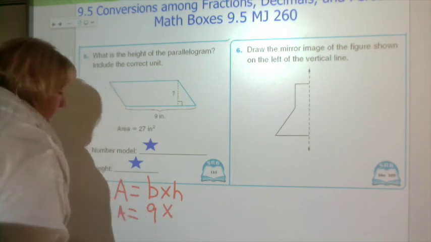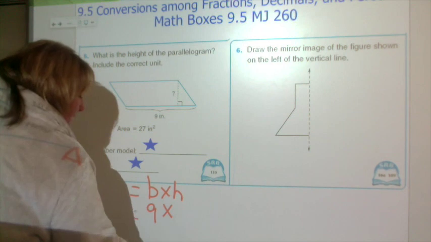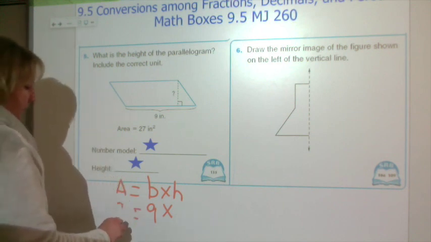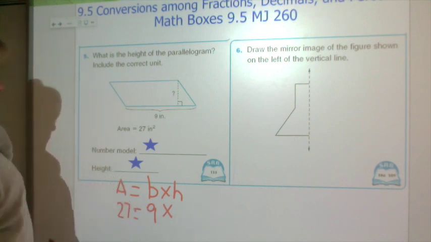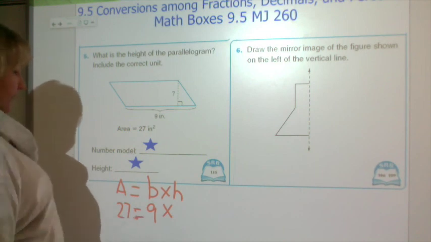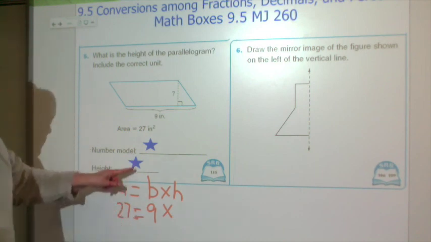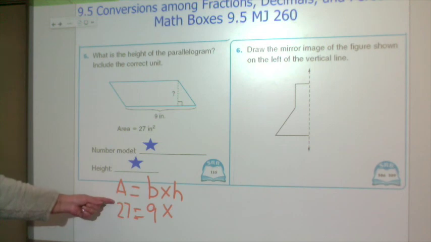Oh, you know what? We know the area too already. We already know the answer. We know that it's 27. 27 equals 9 times what? See if you can figure that out. Your number model would look something like this.